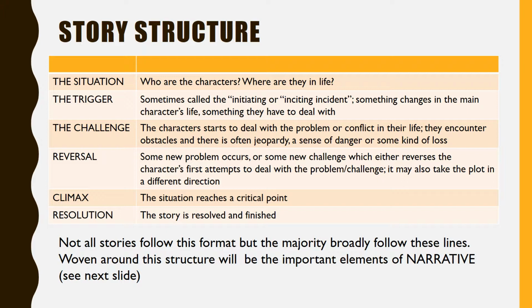So oftentimes in a story structure, you'll get a reversal. Some new problem occurs, some new challenge comes up, which either reverses the character's first attempts to deal with the problem or challenge. It might also just spin the plot in a different direction, right? Something happens to ratchet up the challenge, the story, as opposed to focusing on just the initial challenge. Things happen, right? You want to think about stories as being linked by causality. Things happen, people act a certain way, respond a certain way, think a certain way, feel a certain way, causing other things to happen, right?